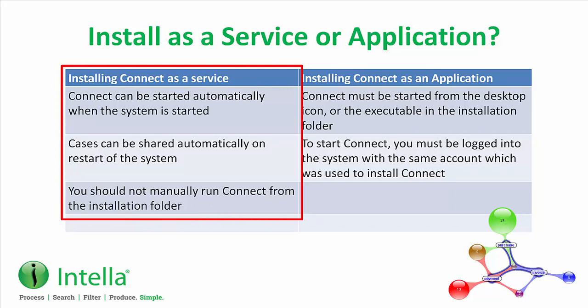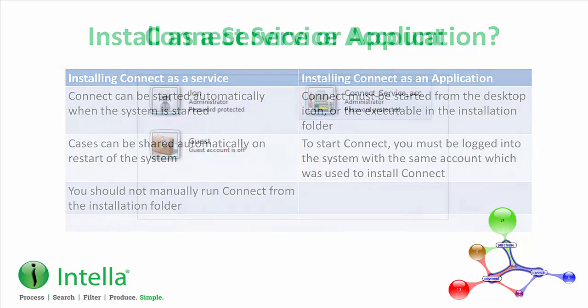The second option is to install Connect or Node as a service. This means that Connect or Node can be started automatically when the system is started. This is useful for when used in conjunction with the automatic sharing of cases feature. It allows the server to be started and cases to be shared ready to go with very little user input.